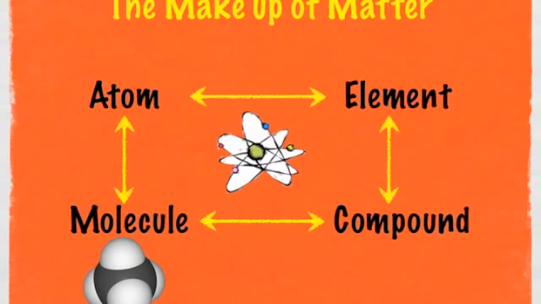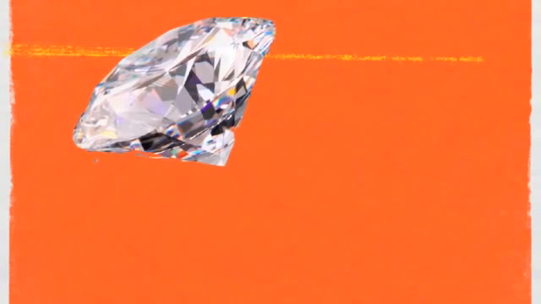But the center of focus, really, of our study for the next couple of months is going to be the atom. So let's take the atom first. Here is a picture of a diamond. And a diamond is a type of substance that's a pure substance, meaning it's only made up of one type of atom, or one type of thing, or particle. And there it is.